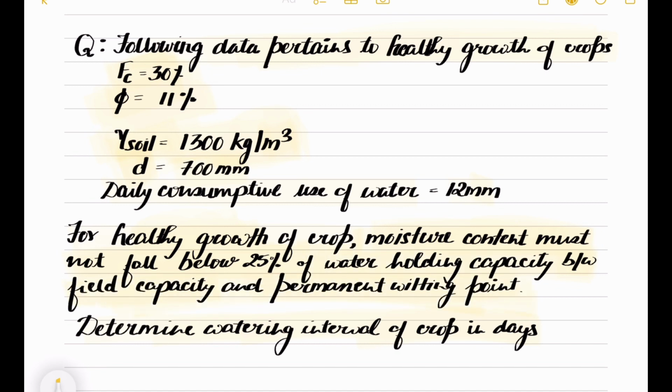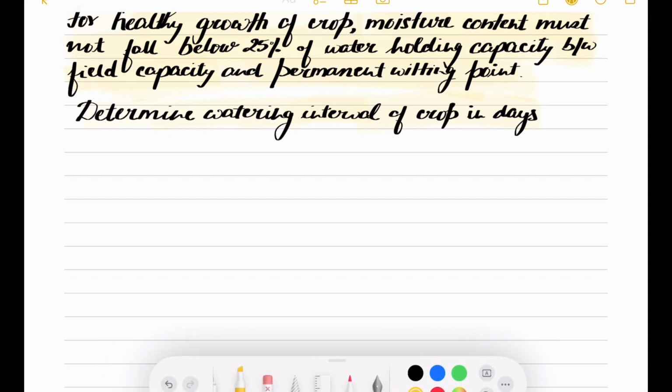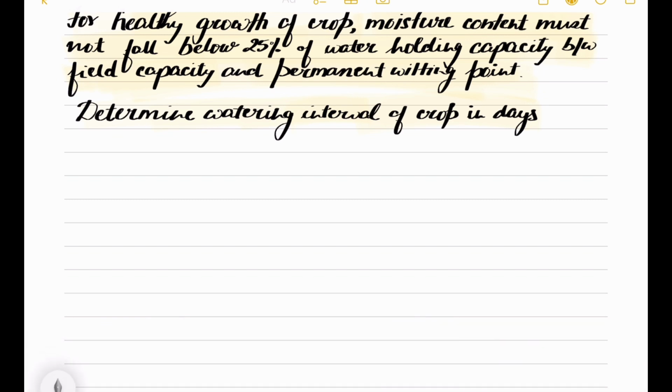Right. So since we have to find out the watering interval, this means we have to find out the readily available moisture content, right? Nothing new in this. To find out the readily available moisture content, let's first of all look into the data that are given. Let's first of all visualize the data that is given to us, right? The field capacity of the soil is 30%.